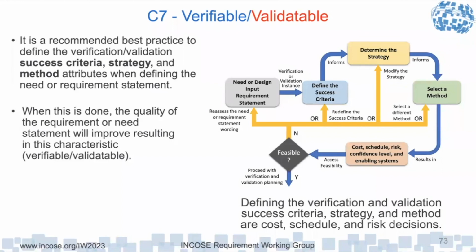And it may be that it's feasible and fine. If it's not feasible, then I have to rewrite the requirement. I have to define different success criteria, find a different strategy, use a different method. I was going to do tests, but it was too expensive, so maybe I'm going to do analysis. But then, what does that do to my risk and confidence level? So I've got to trade all that off, because if I could do a test and I didn't, my confidence level is going to be lower. Right, so the test is your highest level of confidence.